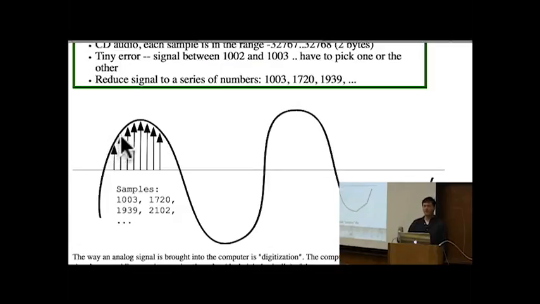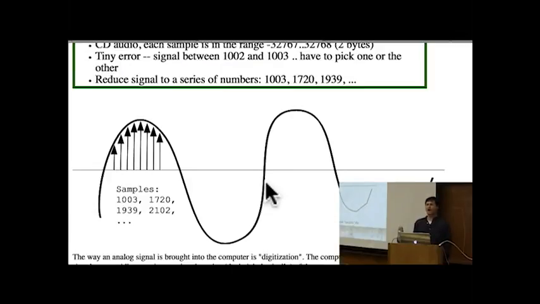Then 1/44,000th of a second later, the curve, and in this example the curve is moving much farther than it would for real sound, just to show. Let's say for this next sample, I gauge the height of that. That's about 1,720. So I'm going to record that number. That's my second sample. Now here's my third sample, 1,939, and my next sample, 2,102, and so on. I just keep sampling this thing over time. Here's going to be a bunch of positive numbers. Eventually down here it's going to be a bunch of negative numbers. That's fine. The result is I take signal in and I reduce it to this big stream of numbers.